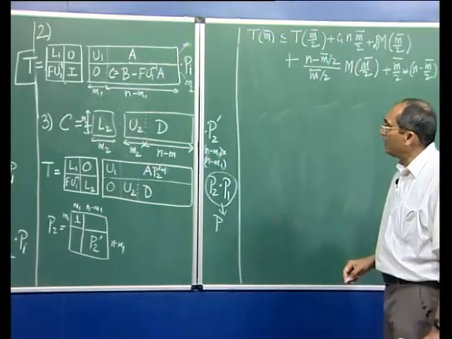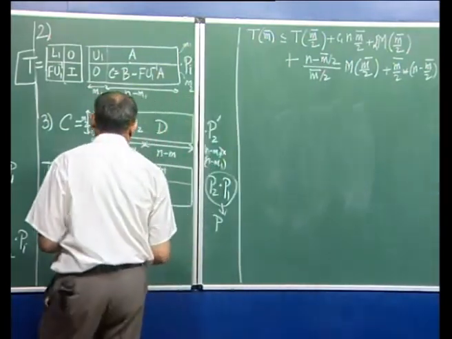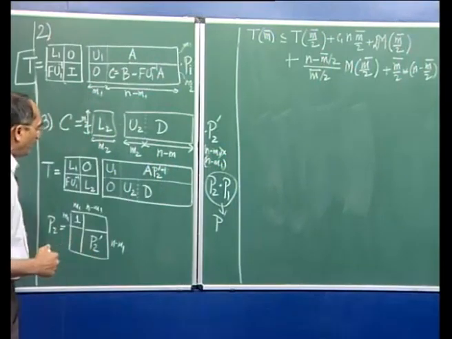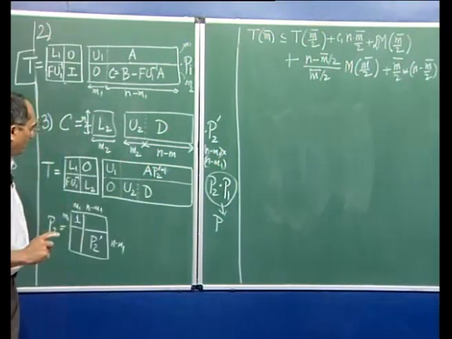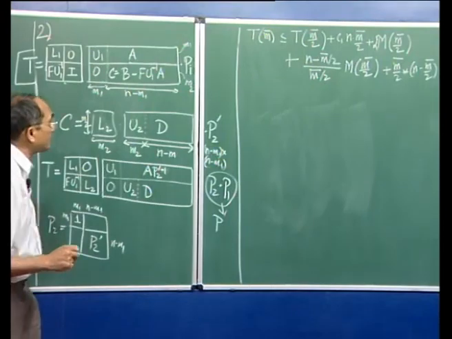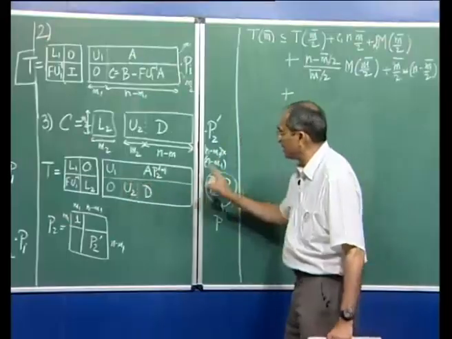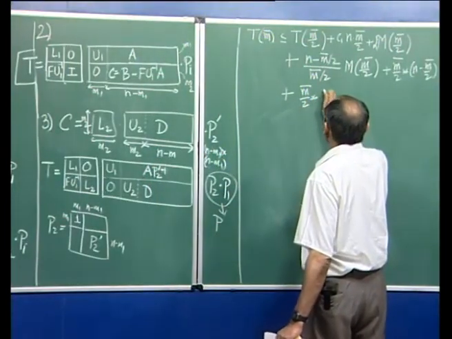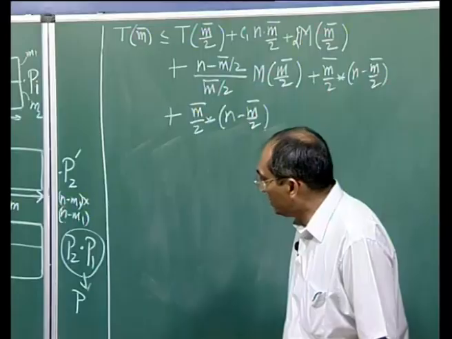So the next step is the application of P2 prime inverse to 2a. As we have seen earlier, we can do this by simply permuting the columns. It will cost us as much as the size of this matrix, that would be M bar by 2 into n minus M bar over 2.